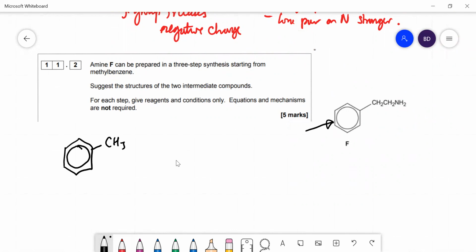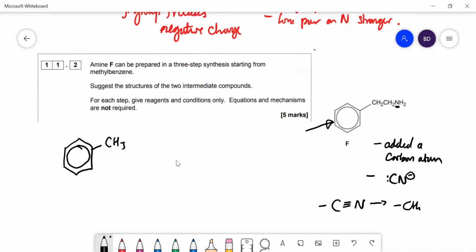Now, what we've noticed there is that you've added a carbon atom. And usually when we add a carbon atom, make the carbon chain longer by 1, what are we doing? We are reacting it with a cyanide ion. Okay, and that would also explain where this nitrogen is coming from. And if you remember a nitrile, we can convert it to a primary amine by reacting it with hydrogen.